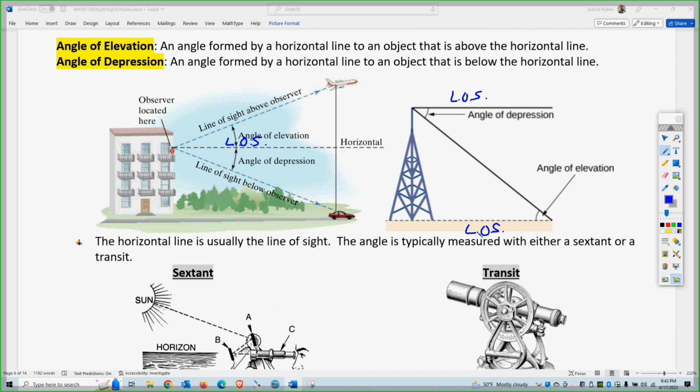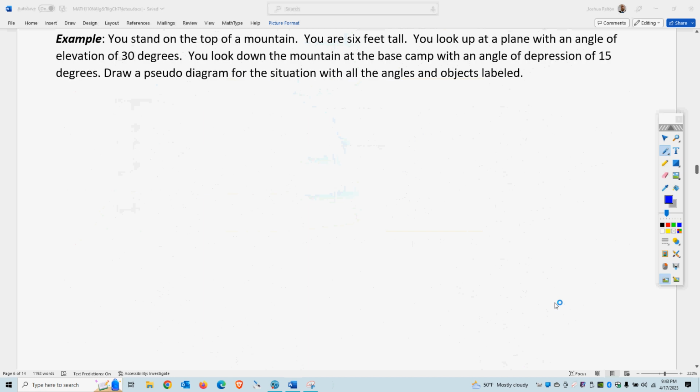It could be your eyes or transit or sextant, depending what you're doing. All right, so let's make a relative diagram down here, or a pseudo diagram, and then we'll solve some problems.